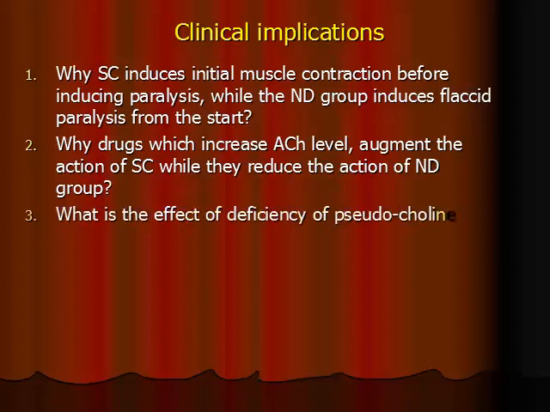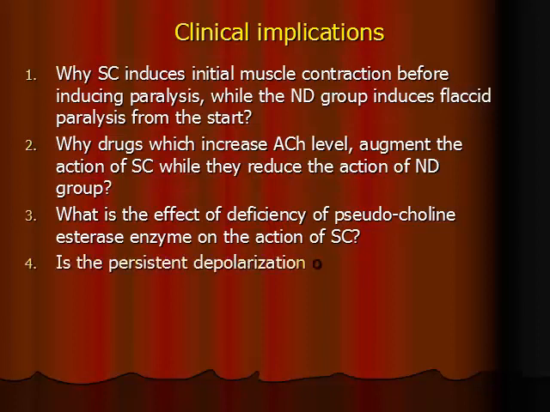What is the effect of deficiency of pseudocholine esterase enzyme on the action of succinylcholine? The answer: pseudocholine esterase enzyme can metabolize any choline ester including succinylcholine. Thus, it destroys most of the injected dose of succinylcholine before it reaches the skeletal muscle. The part of succinylcholine which escapes this metabolism is responsible for the action of this drug. If the pseudocholine esterase enzyme is deficient, most of the dose will reach the skeletal muscle, leading to prolonged paralysis.